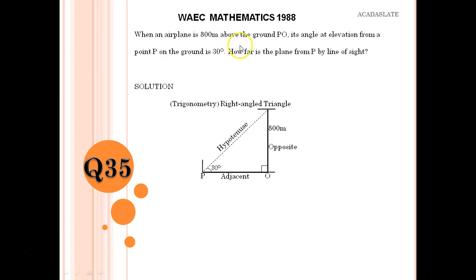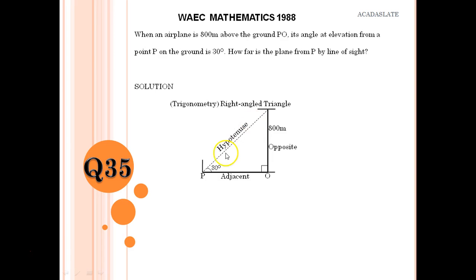Now the question says, how far is the plane from P by line of sight? This is P and this is a line of sight. So we are going to find this side. Now you can see that I have represented this information in a right angle triangle.